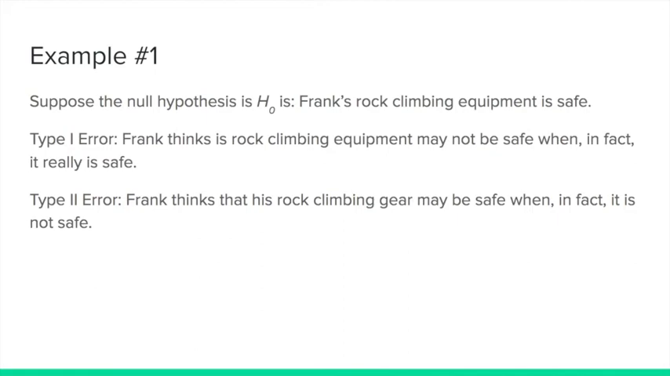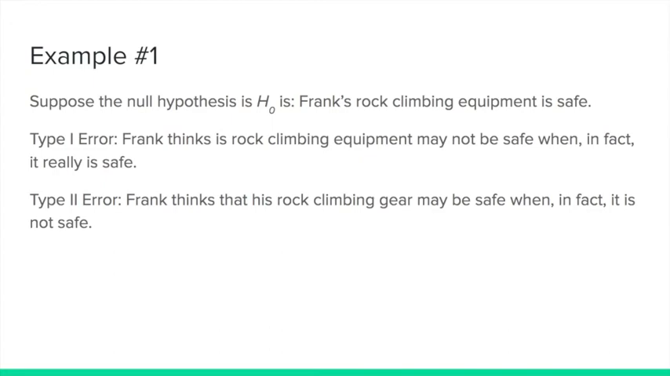All right, a couple of examples here where we take it out of the context of just saying the null hypothesis is true or false. The null hypothesis in this case is that Frank's rock climbing equipment is safe. An example of a type 1 error would be that Frank thinks his rock climbing equipment may not be safe when in fact it really is safe. And the type 2 error would be that Frank thinks his rock climbing gear may be safe when in fact it is not safe.